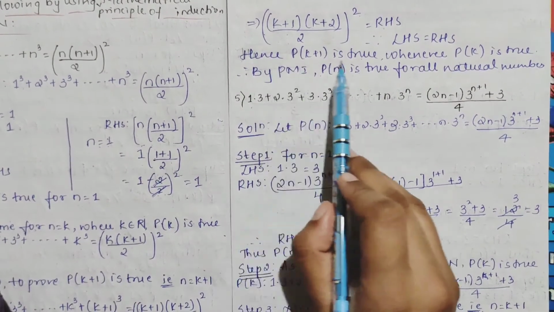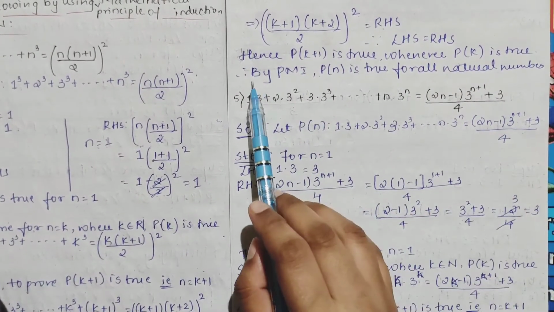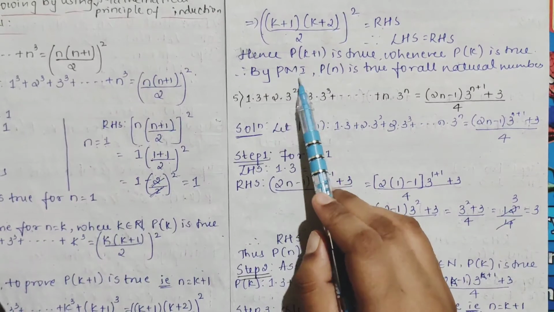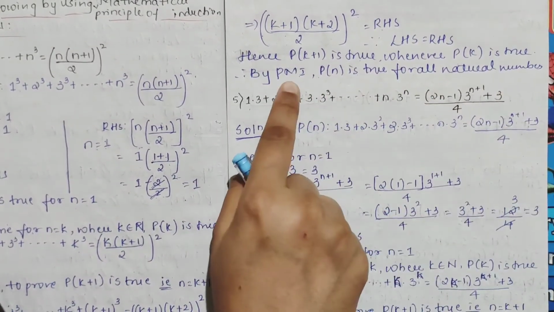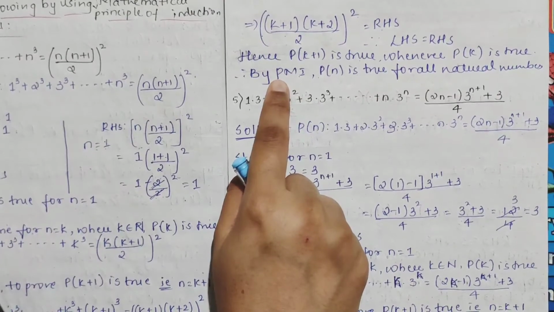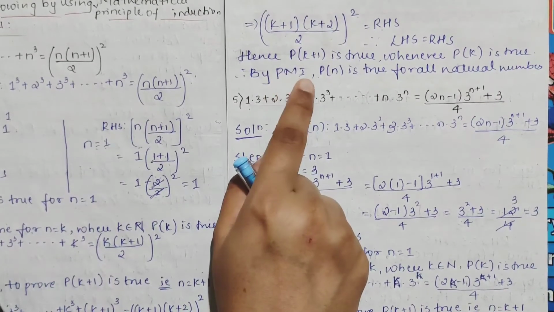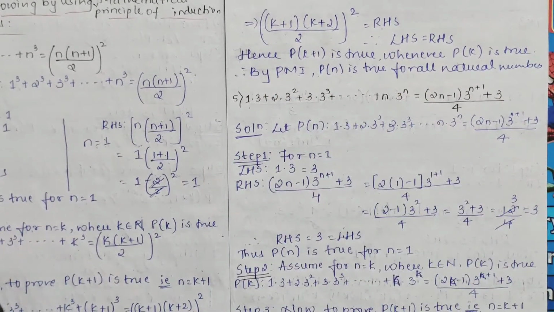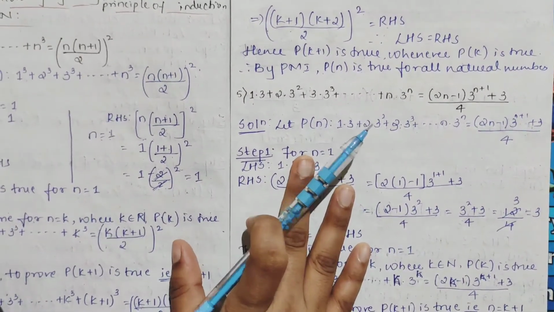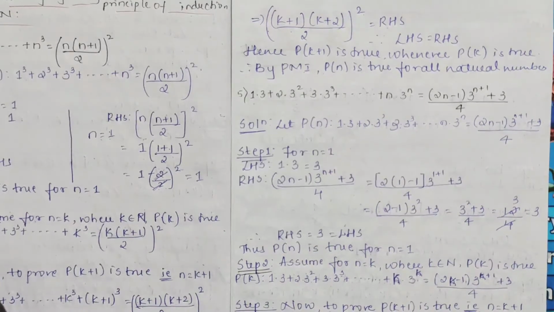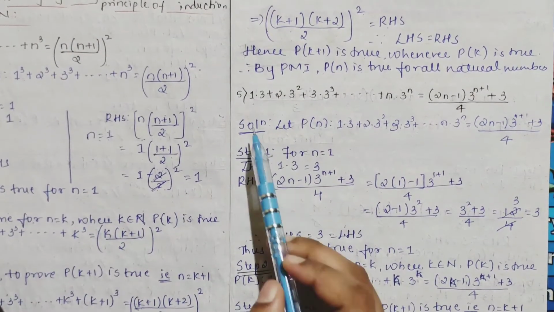Therefore, write it: hence P of k plus 1 is true whenever P of k is true. Therefore, by PMI, meaning principle of mathematical induction, P of n is true for all natural numbers. You write it fully, okay? I don't have space, so I have written PMI, but you write it fully, that is, principle of mathematical induction. I hope this is clear for you. Very easy part it is. So just be noting it. Take down your next question.